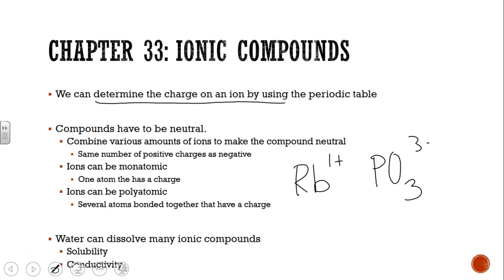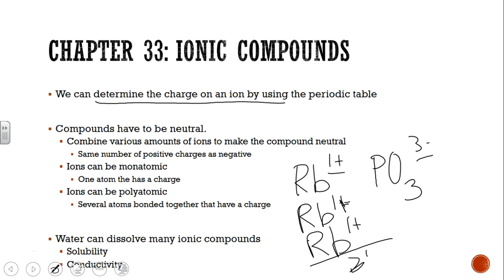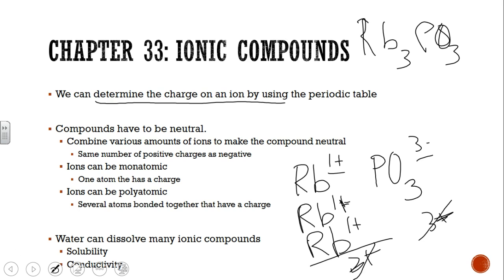Okay, so now here's the thing. This is a 3 minus, this is a 1 plus. So we need Rb with a 1 plus. We need another Rb with a 1 plus. We're not going to change the formula, we're not going to change the symbol, nor are we going to change the charge. That's already stuck. So now we have a 3 plus. Here we have a 3 minus. Notice they cancel each other out. And so that means we have Rb3PO3. We only needed 1 PO3, so we're not going to put that ion in parentheses.